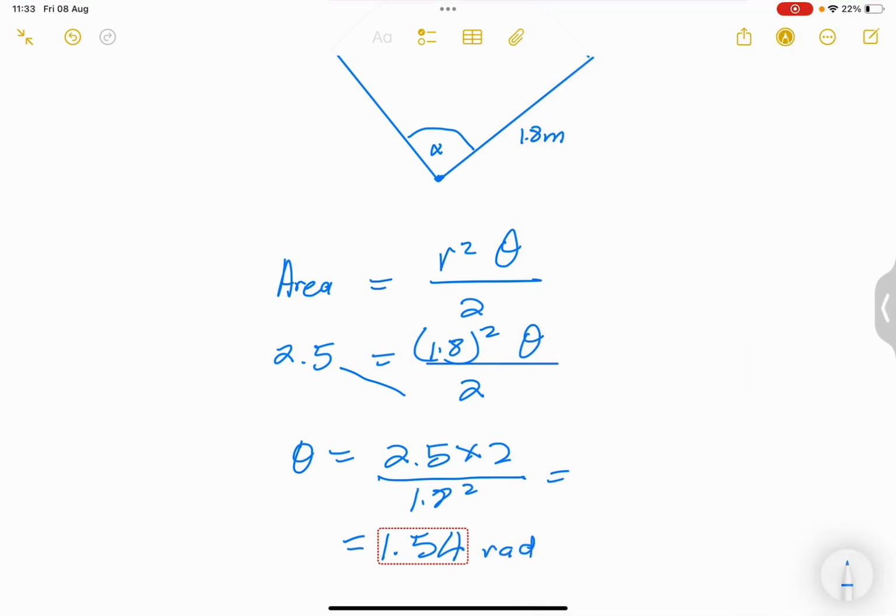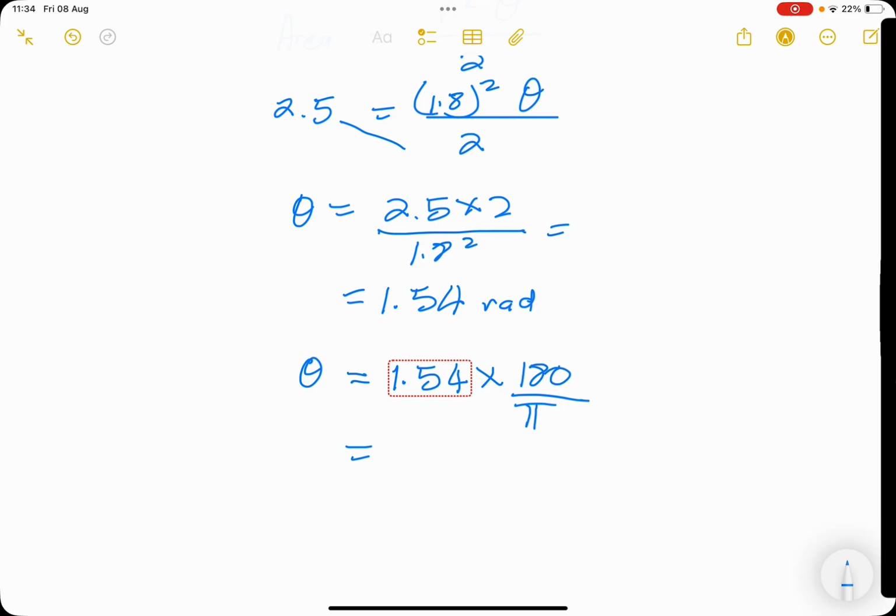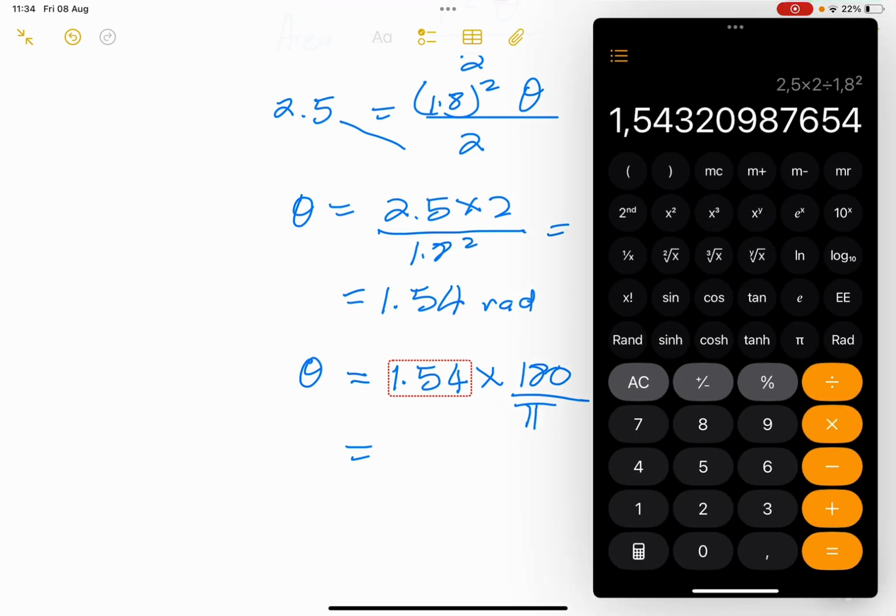Now, how do we convert this to degrees? Remember that pi radians are equal to 180 degrees. So if I ever want to change from radians to degrees, I just multiply whatever the angle is, 1.54, by 180 divided by pi. Let's get the final value there. So 1.54 multiplied by 180 divided by pi. And what do we get as our final answer?